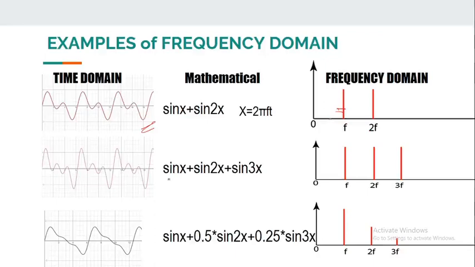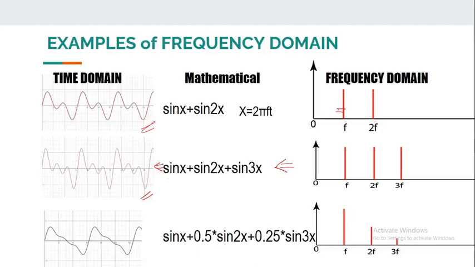And if we add sin x plus sin 2x plus sin 3x, that is 3 frequencies, each with 1, 2, 3 times the frequency, then we will get a waveform like this. Its frequency domain representation will be like this: f, 2f, 3f. In the reverse pattern, if we are given only the spectrum or frequency domain representation, then we can say that this is a combination of 3 sine waves having frequencies f, 2f and 3f, and its resultant will be like this.